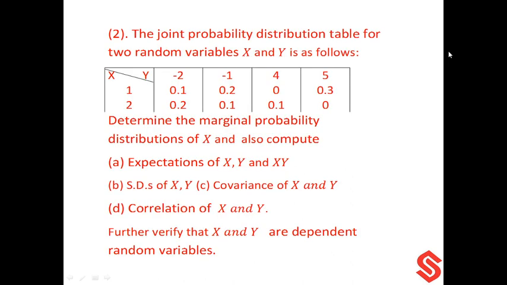Second problem: the joint probability distribution table for two random variables x and y is as follows. Here the values of x are 1 and 2, the values of y are -2, -1, 4, 5, and the probabilities are given as 0.1, 0.2, 0, 0.3, then 0.2, 0.1, 0.1, 0. Determine the marginal probability distributions of x and y. Also compute expectations of x, y and xy.